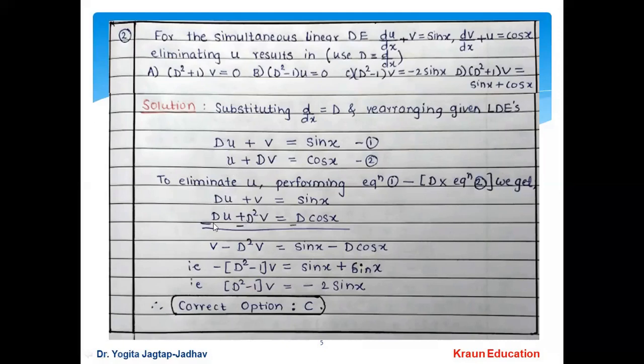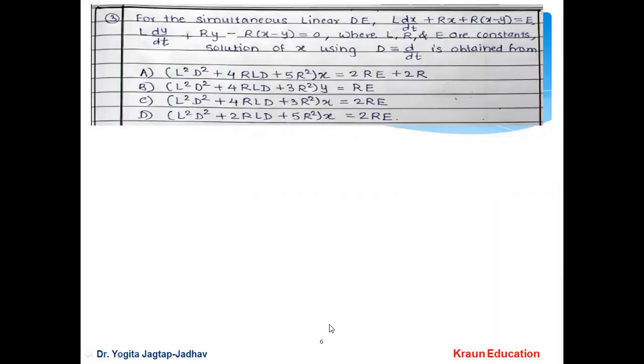The first two terms get cancelled and we have the system v minus D²v equal to sin x minus D of cos x. From the left-hand side we can take minus sign and v common, therefore we get minus of (D² minus 1) operating on v equal to sin x. You know the derivative of cos x is minus sin x, therefore minus minus becomes plus sin x, and shifting this minus sign to the right side we have minus 2 sin x. Therefore, option C is the correct option.